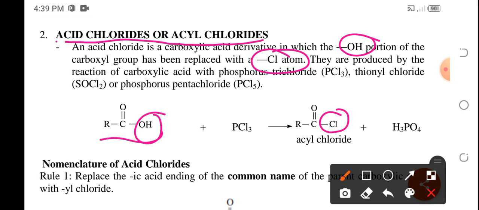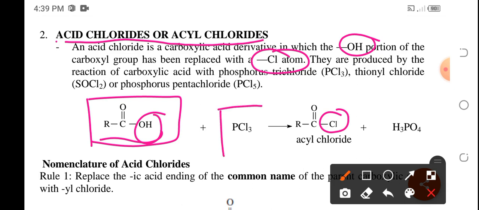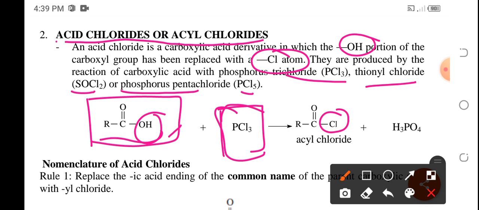So these acid chlorides could be produced from the reaction of carboxylic acid and phosphorus trichloride, or thionyl chloride, SOCl2, or phosphorus pentachloride, PCl5. So any of these three reacting with carboxylic acid will produce the derivative acid chloride or acyl chlorides. And of course, the side product, if that is phosphorus trichloride, would be phosphoric acid, H3PO4.